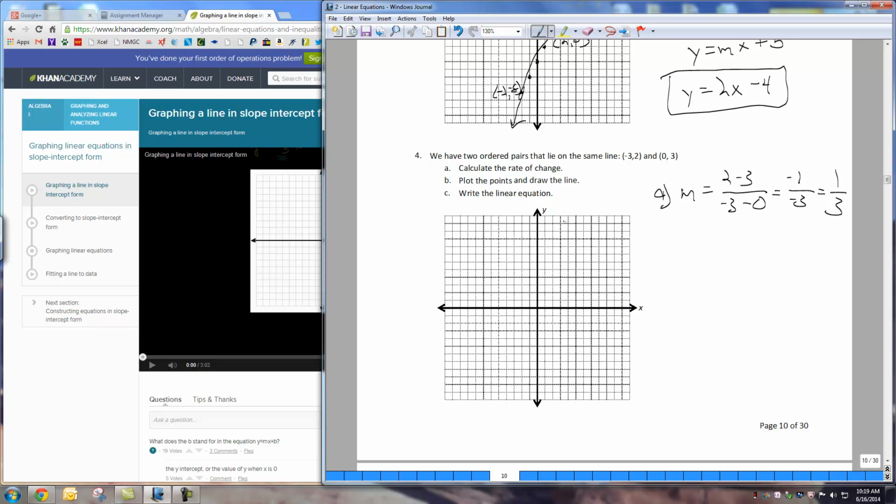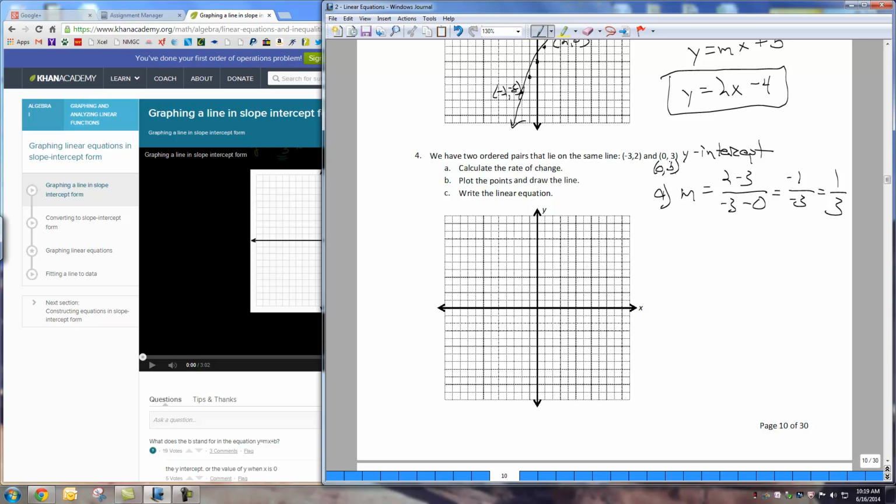So let's plot the points and draw the line. So 0, comma 3. This is our y-intercept, right? That's where x is 0, so that's where it's crossing the y-axis. So this value is my b term. Remember, your y-intercept is always going to be of the form 0, comma b, because it's where x is 0. When x is 0, you are crossing the y-axis.